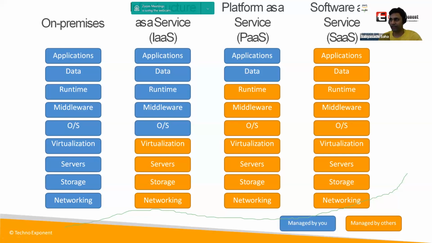and from virtualization to network, this will be taken care of by the server itself. Platform as a service, where application and data you need to take care of, and runtime to networking all will be taken care of by the server. And software as a service, where everything will be taken care of by the server. Like today we are using Zoom, so Zoom is one of the software as a service. Google Drive, OneDrive, those are software as a service. There you don't need to do anything, you are just running the system on that.